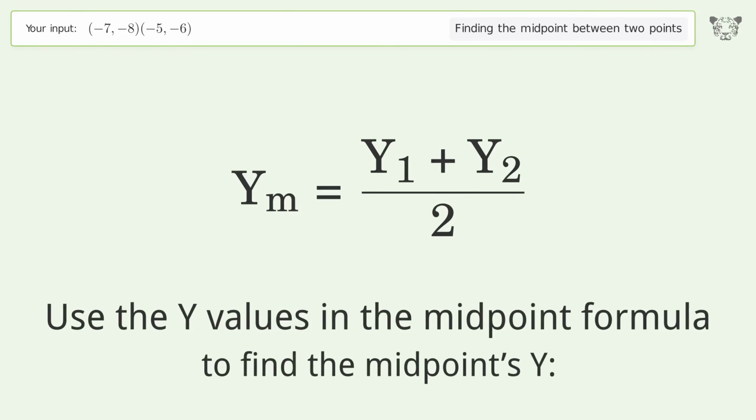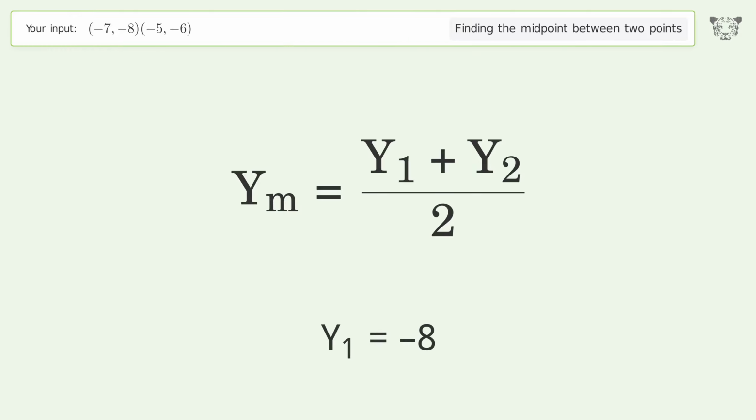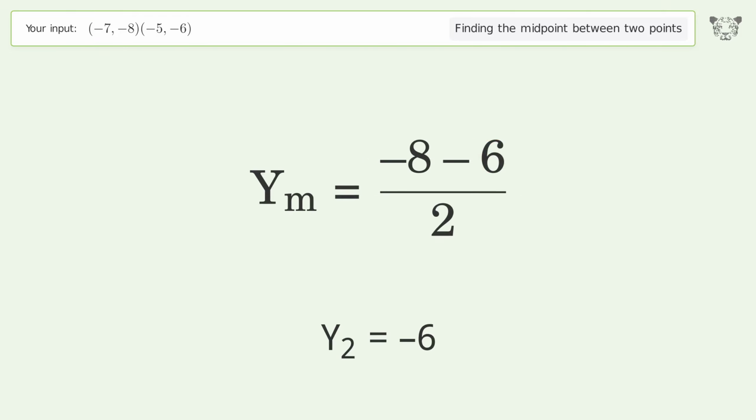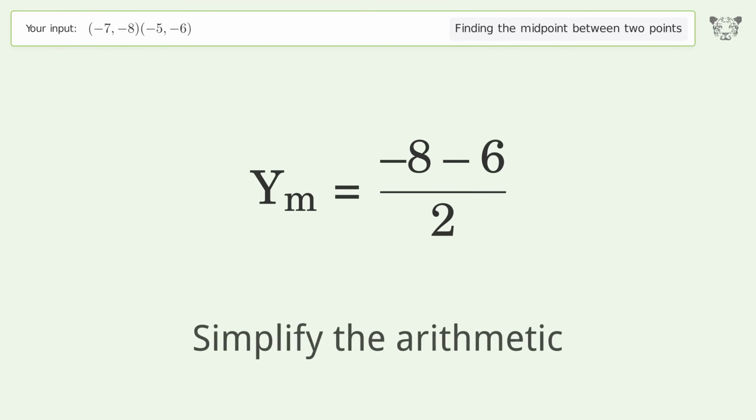Use the y values in the midpoint formula to find the midpoint's y. y1 equals -8. y2 equals -6. Simplify the arithmetic.